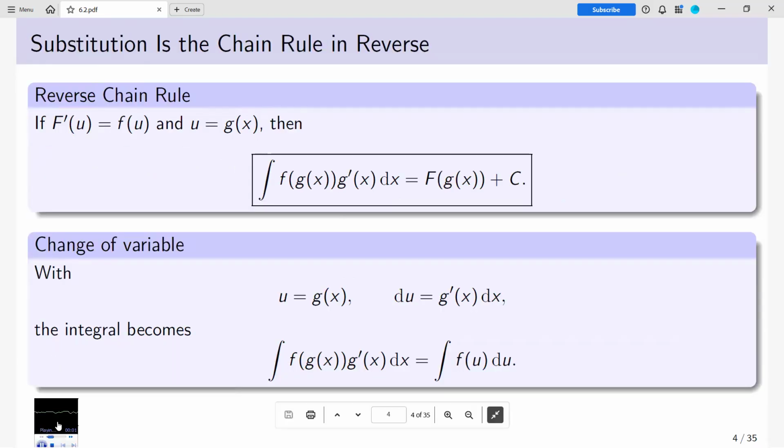The chain rule differentiates a composition by multiplying by the derivative of the inside function. Substitution reverses that process by packaging the inside function as u.